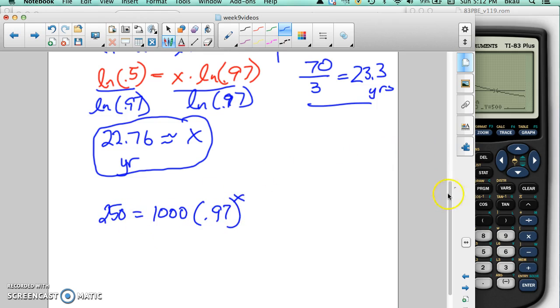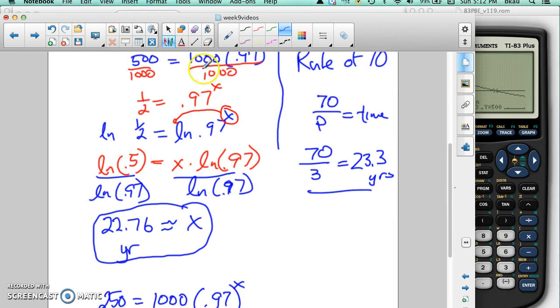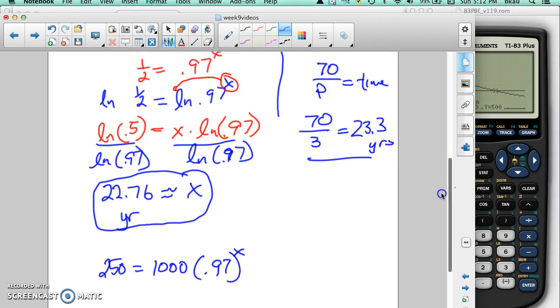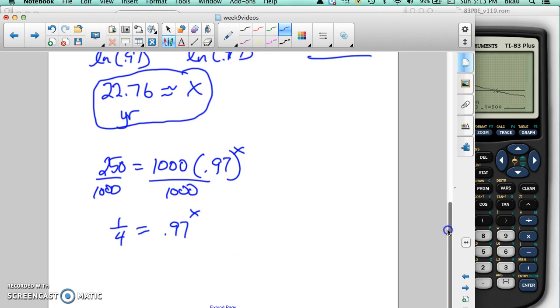So in the process, we can use our previous problem here and do the same thing. We're going to divide by 1,000. We're going to then take the ln. It looks like it's going to be very close to the same type of thing. If we divide by 1,000, we're going to get a fraction of 1/4 this time. So 1/4 equals 0.97 to the x power. And then we're going to take the natural log of both sides, because that's what we did this time.